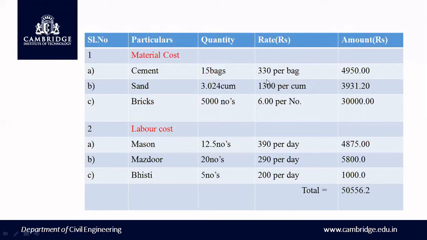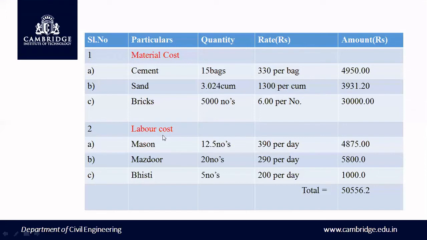It may change from place to place. It depends on the location. Multiply this, 15 into 330 per bag, we'll get 4,950 rupees. Next, similarly, calculate the sand amount, that is 3.024 into 1,300, we'll get 3,931.20 rupees. Similarly for bricks, 5,000 into 6. This is 6 rupees per brick. So 5,000 into 6 will get 30,000. This is how we have to calculate the material cost.